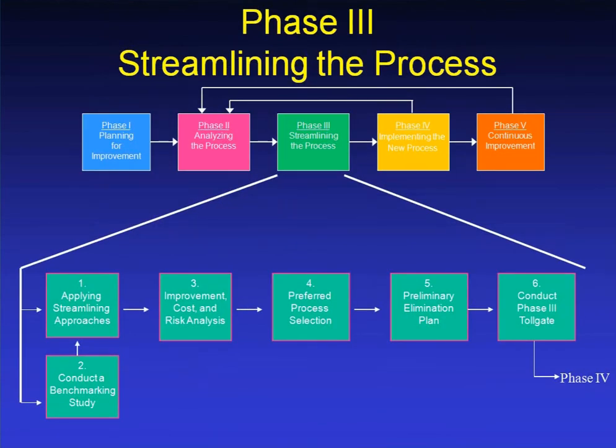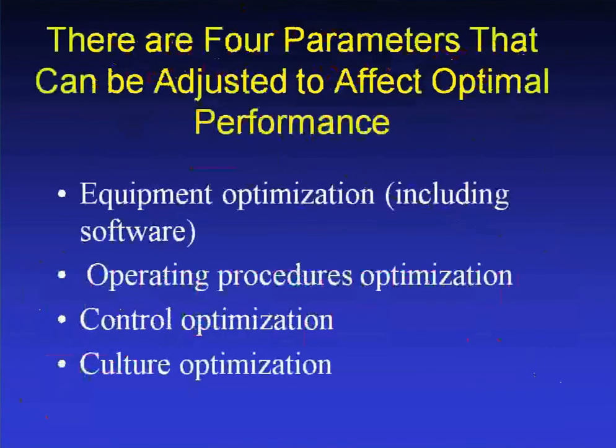Let me look at phase 3, which is the streamlining process. Here, in activity 1, we're going to look at applying streamlining approaches, and this is a crucial area that we're working with. There are 4 potentials that can be adjusted when we start talking about optimizing performance. We can optimize the equipment, which includes software. We can optimize the operating procedures. We can optimize our controls, and we can optimize the culture. You've got to focus on all 4.